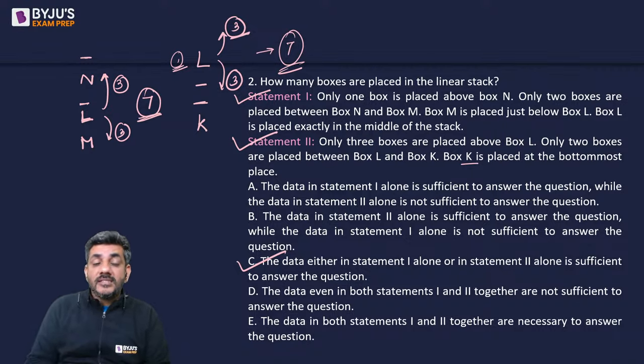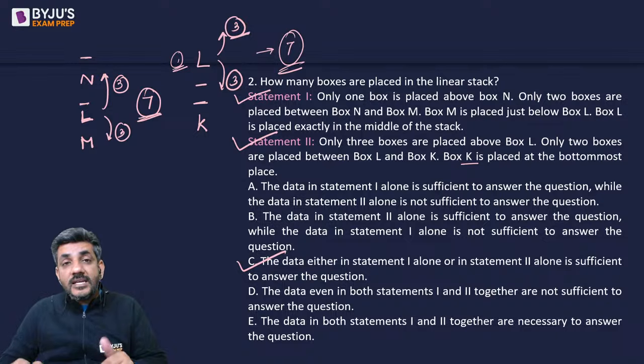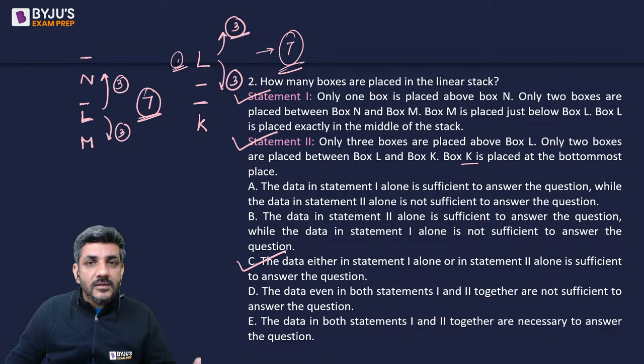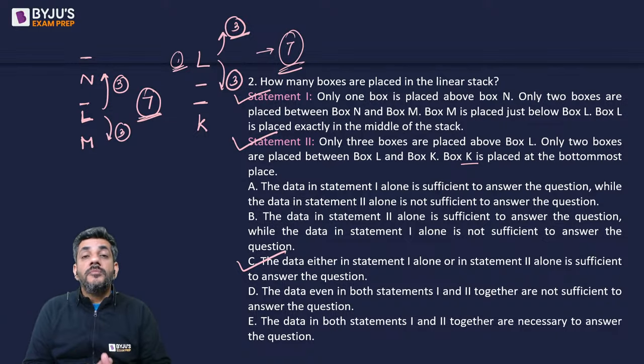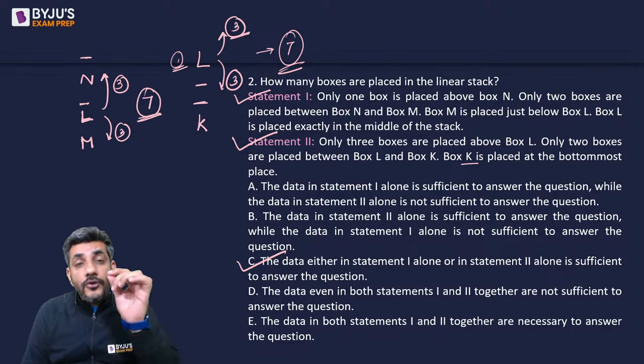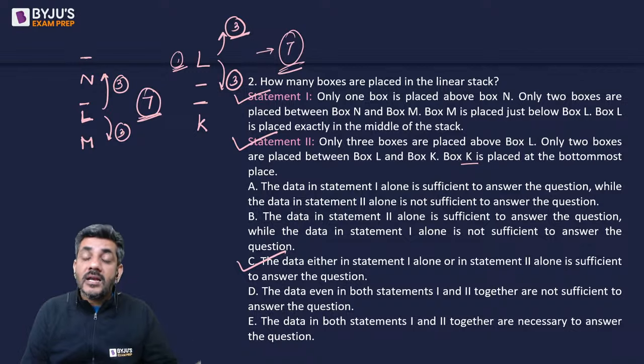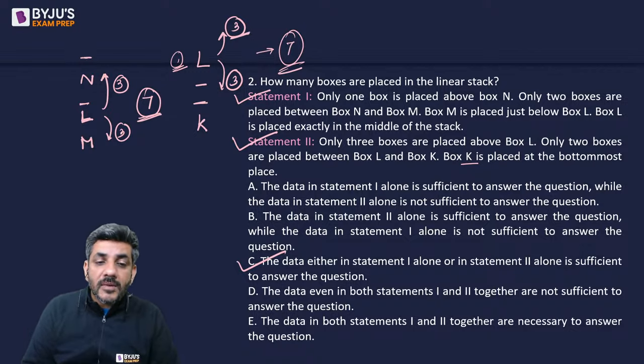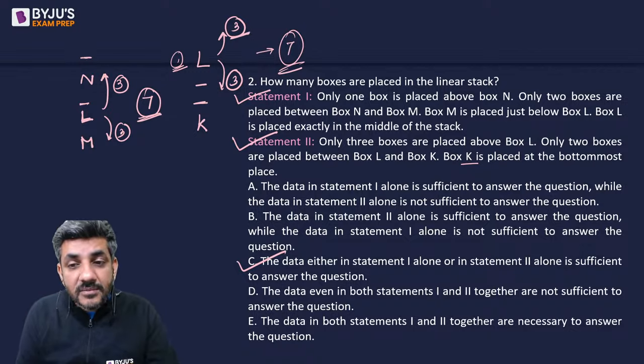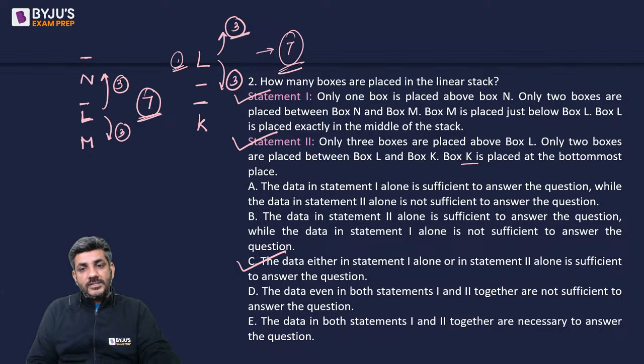Still, I would answer C because it's not necessary that every statement has to give the same answer. The point is, every statement should be able to give a unique answer. एक single answer आना चाहिए जो first से भी आ रहा है और second से भी आ रहा है. So therefore, my answer is option C, that either of the statements is sufficient to answer the question.